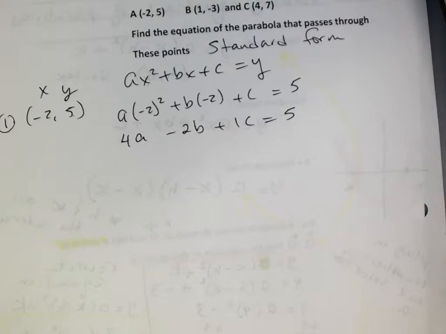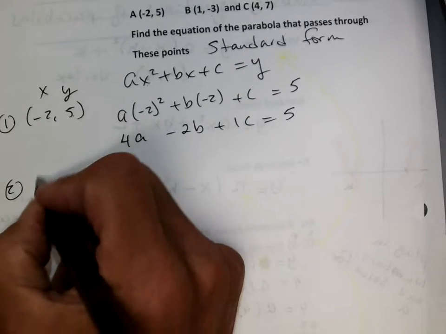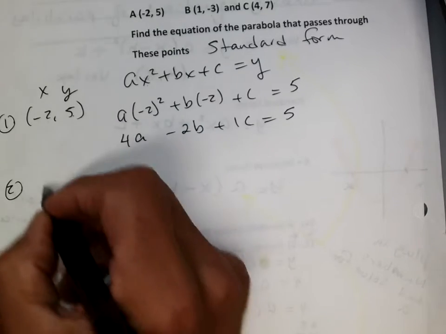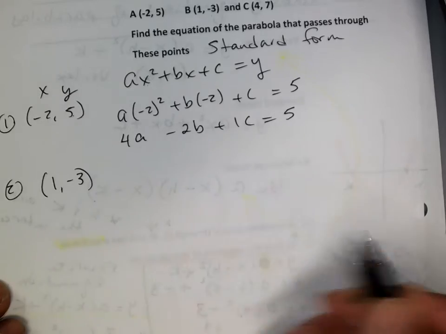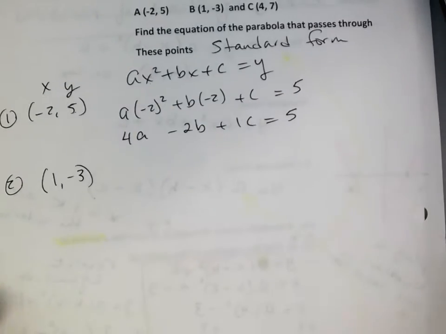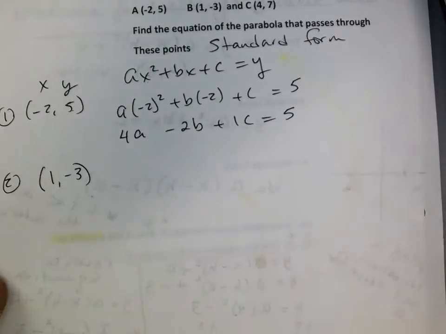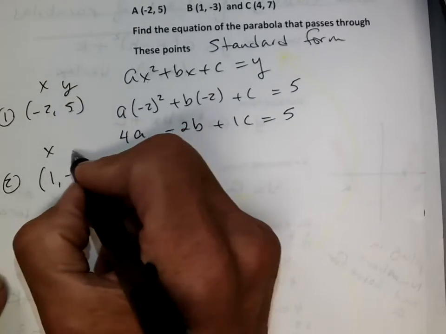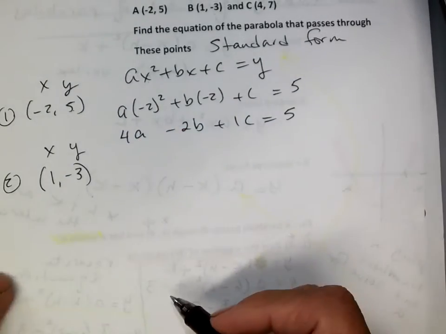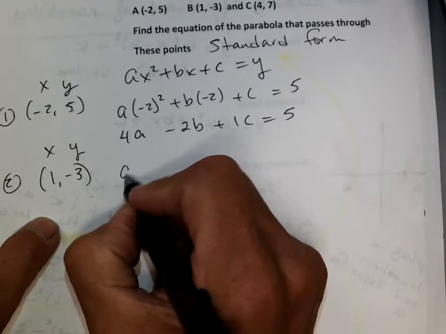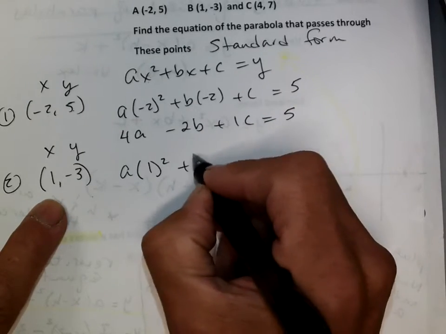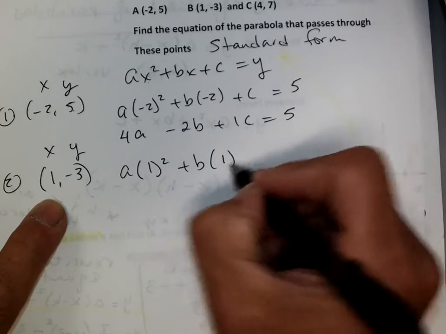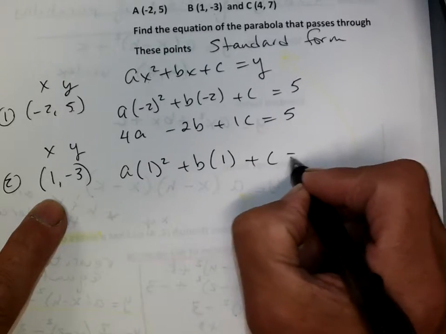Well, let's use the other 2 points, right? So point 2 is, kind of a pain, isn't it? Sorry, guys. But it can be done. 1, negative 3. Okay, so we got the same thing. I'm going to take my 1 and plug it in for my x, and my negative 3 and plug it in for my y, right? So I'm going to rewrite as a, and plug in 1 for x, 1 squared plus b times 1 plus c equals negative 3.